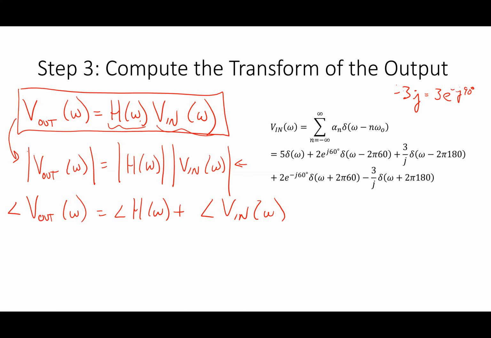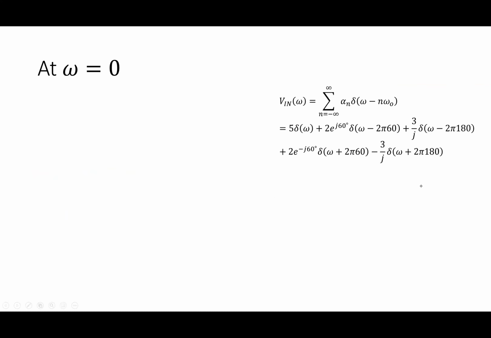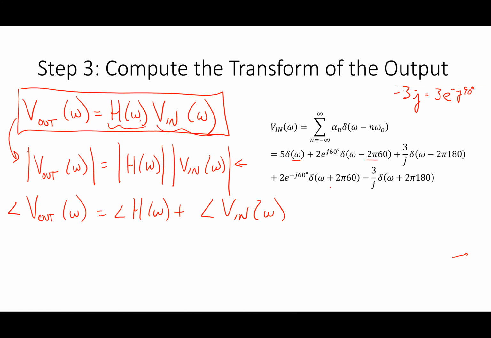Okay. All right. So to get the magnitude of V out, what do I have to do? I don't have to figure out the magnitude of V out at every possible frequency. I only have to do it at what frequencies? Well, DC, 2 pi 60, 2 pi 180, negative 2 pi 60 and negative 2 pi 180. All right, so I'm going to do it one at a time. Let's start out with the easy one. The easy one would be at omega equal to 0.